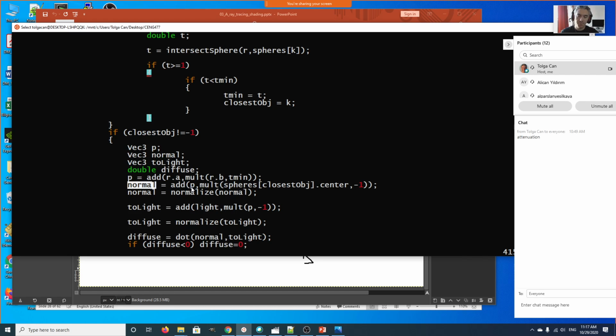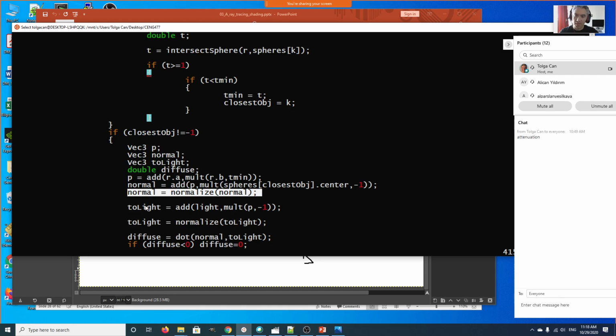subtracting from this P. I mean, the way I implemented these is really cumbersome. I could just have implemented it differently, but look at this. What I do is I multiply the sphere's center with -1 so that it becomes a negative vector, and I add, so it's basically saying P minus center of the sphere. It becomes the normal vector at that point. And I normalize that normal vector so that it has length 1.